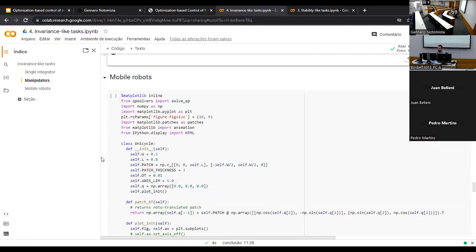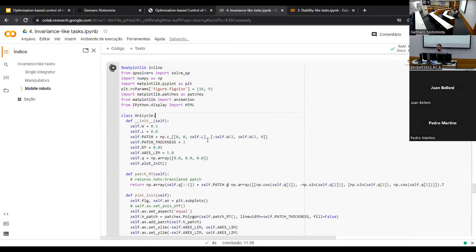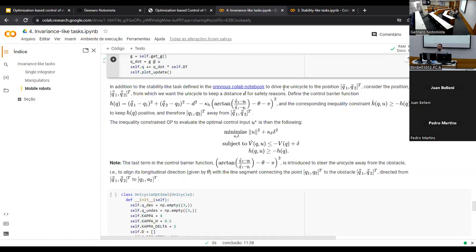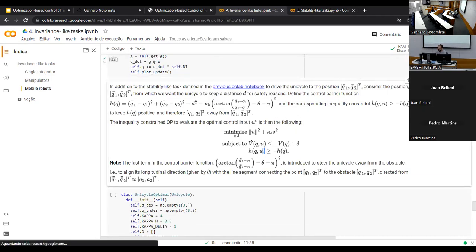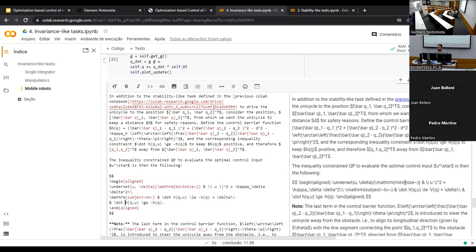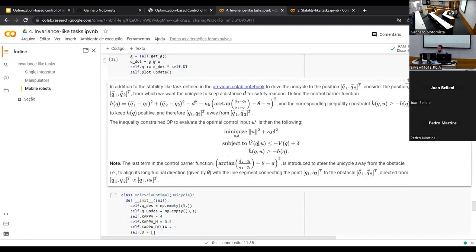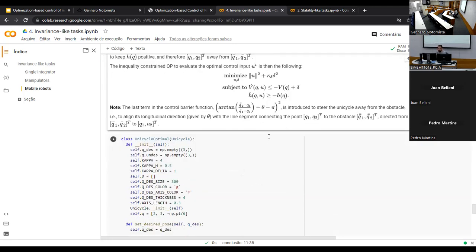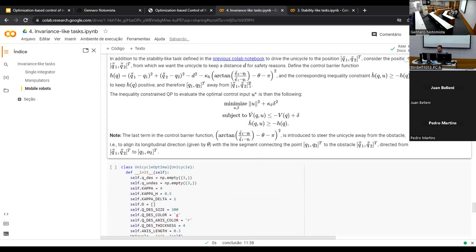Similarly, for the mobile robot, same thing as last time. The difference here is that I didn't explicitly write this V dot and H dot here in H, because they are just a long expression. But the control barrier function here is very similar to the control Lyapunov function, where we want to stay away from a point and steer away from that point as we get close.